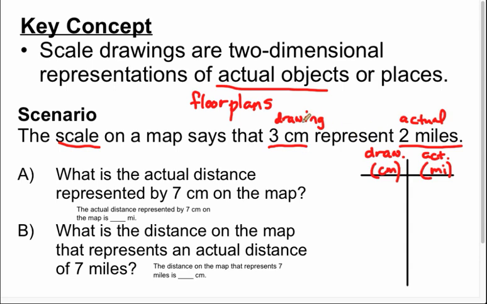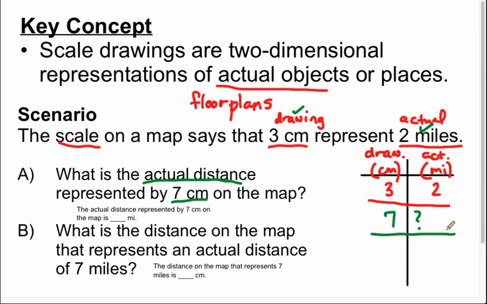Now, I want to state that it's not always true that you are going to get the drawing measurements first, but typically the drawing measurements are going to be smaller than the actual real life measurements. So centimeters are much smaller than miles, so this must be the drawing measurement. I'm going to put the numbers that are associated with these units in the correct column. So 3 centimeters represent 2 miles. And what I'm going to do now is put all of the measurements inside of the table. So it says, what is the actual distance? So I'm trying to figure out what this is right here, the actual distance represented by 7 centimeters on a map.